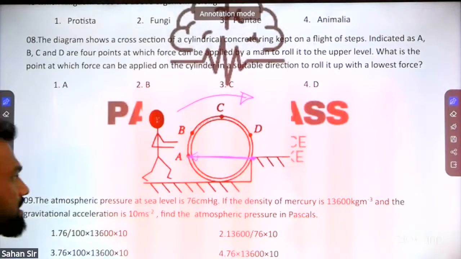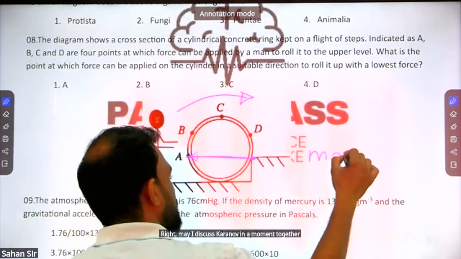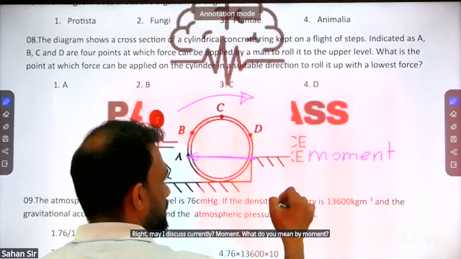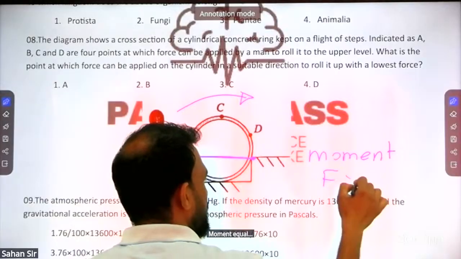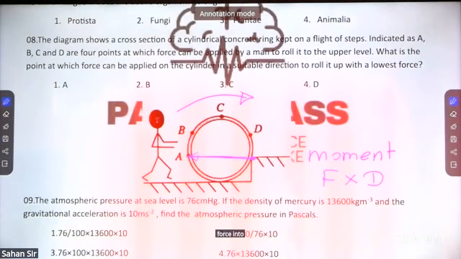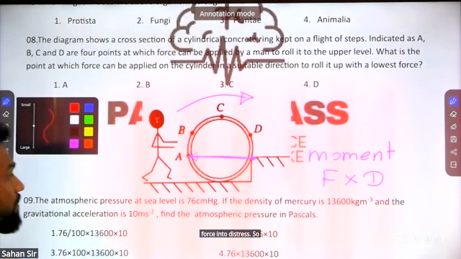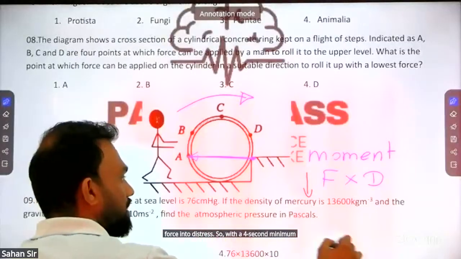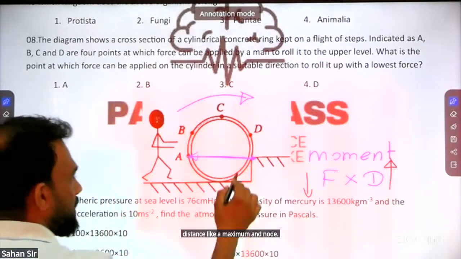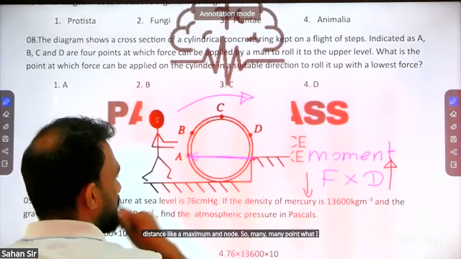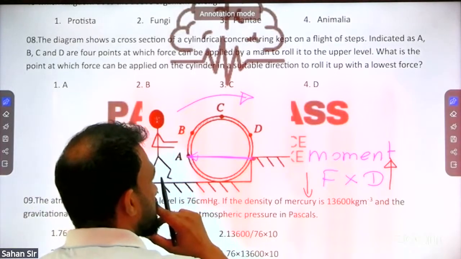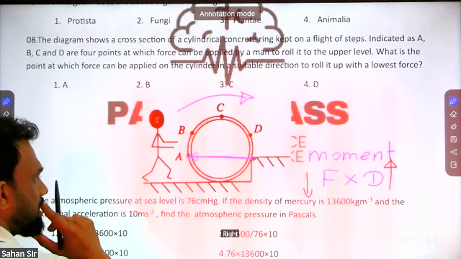Right. මේ discuss කරන්න වෙන්නේ moment ගැන. What do you mean by moment? Moment equal force into distance. Force into distance. So, පුතේ force එක minimum වෙන්න නම් distance එක maximum වෙන්න ඕනේ. So, මෙන්න මේ point එක වටේ turn වෙන්න තියෙන right distance එක තමයි consider කරන්න වෙන්නේ.